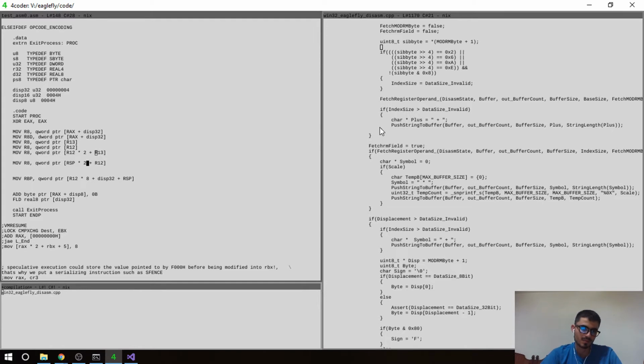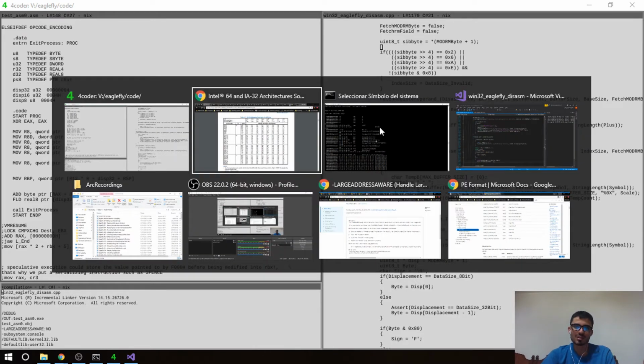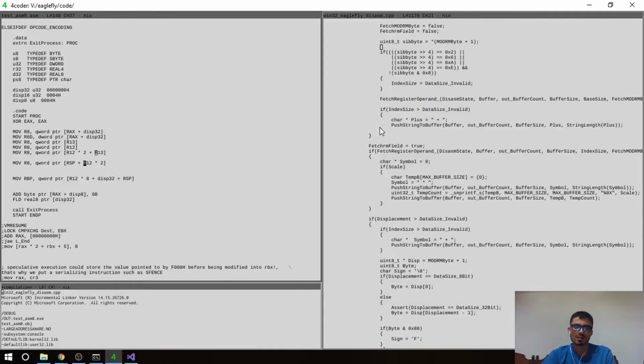Is that possible? No. So there you go. Like I was mentioning, that's not possible because we are forcing it to use RSP as the index, and it's not possible. So if I say this instead, this is possible. It's just gonna be a different encoding, but it was a little bit confusing, if that makes sense.